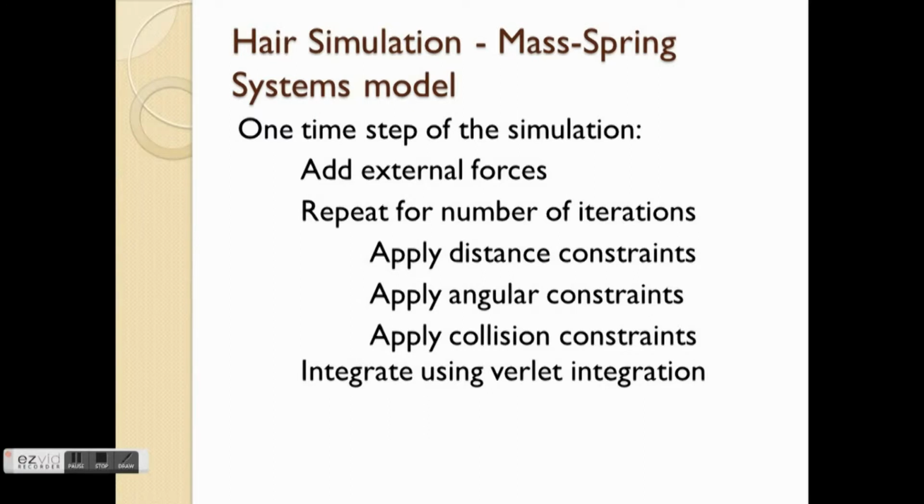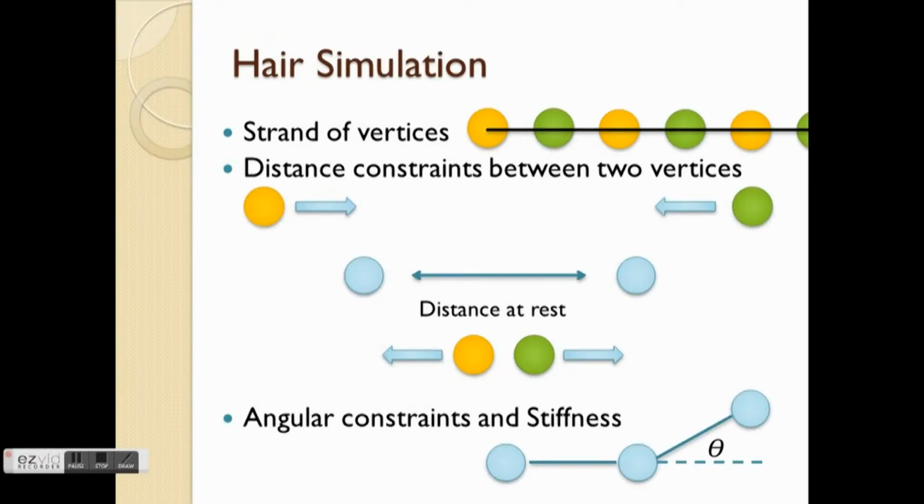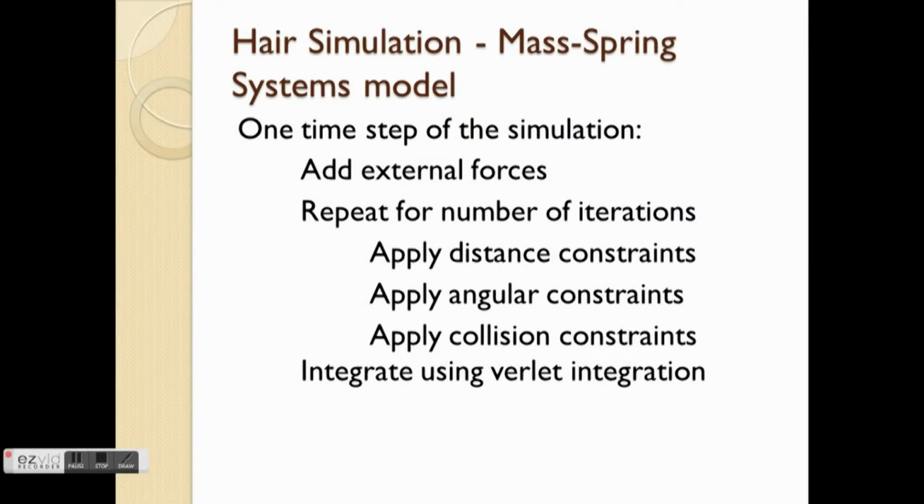And here's the mass spring system for one single guide string. This is the algorithm for the one time step simulation. First, we add the external forces like gravity or wind force. Then we repeat a number of times for the constraints. We have the distance constraint, the angular constraint, and we also have a simple sphere collision. Finally, we integrate those forces and use Verlet integration.